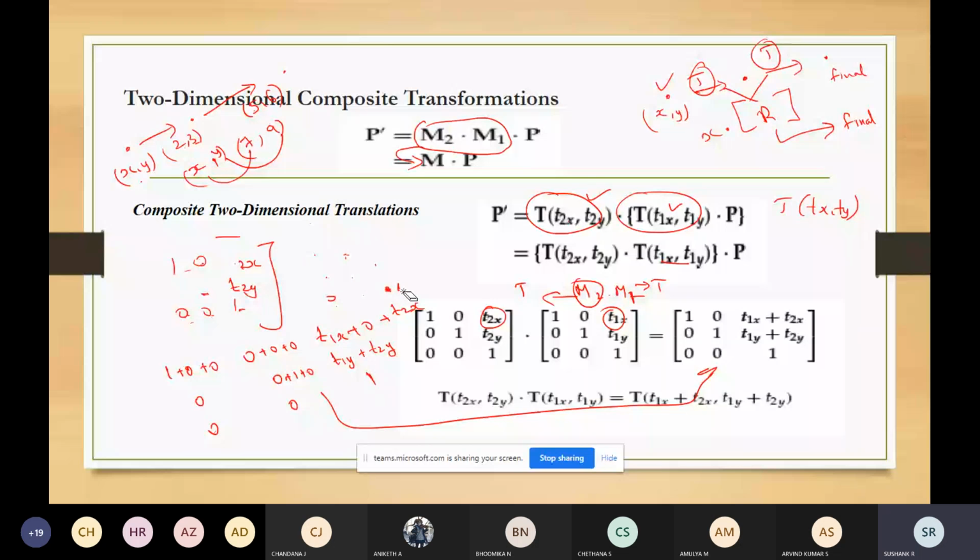Whenever you want to perform two scaling operations, you just add their terms, the x term and the y term. So the matrix was represented initially like this. Now you are adding these values, which means when you multiply, you will get the additive result: t1 of x plus t2 of x, t1 of y plus t2 of y.